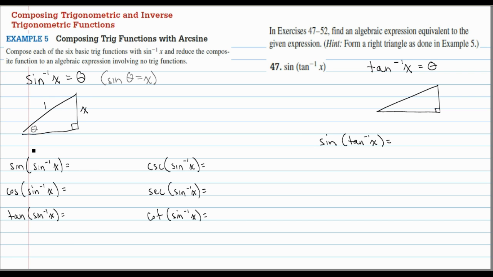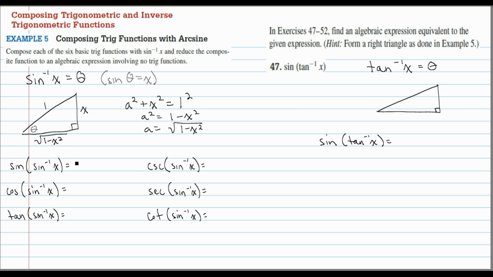Theta's sine is x. Now, using the Pythagorean theorem, I can say that a squared plus x squared equals 1 squared, or a squared plus b squared equals c squared. And I can get a squared equals 1 minus x squared. So a is going to be the square root of 1 minus x squared. We don't need to worry about plus or minus here because distance can only be positive. So on my third side, I'm going to label that square root of 1 minus x squared.